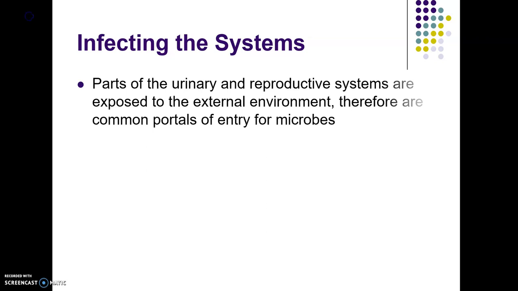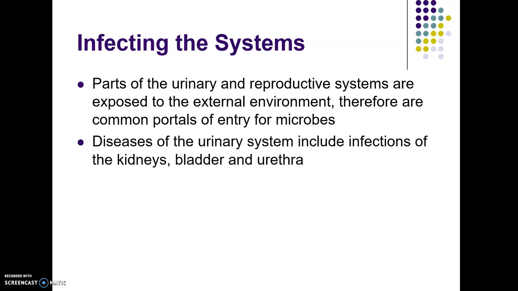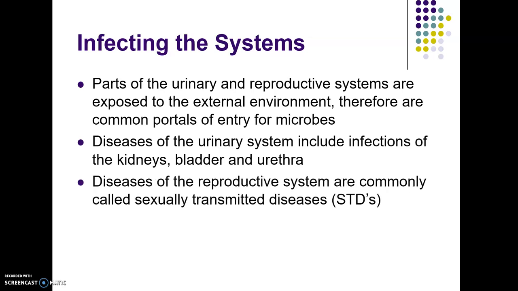bit of a review. So we already know that any part of the body that's exposed to the external environment is a potential portal of entry. And of course, the urinary and reproductive systems are exposed to the external environment and therefore can have issues. So for the urinary system, we're talking about infections of the kidneys, the bladder, and the urethra. For the reproductive system, we're talking about sexually transmitted diseases.